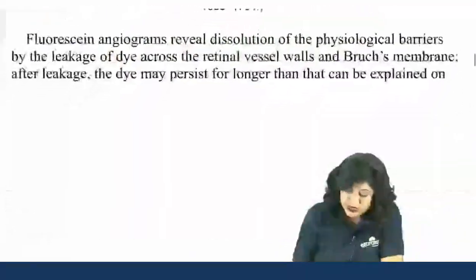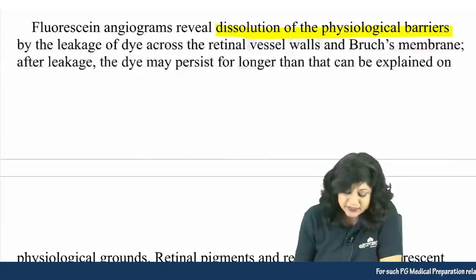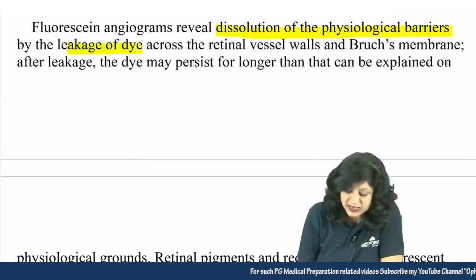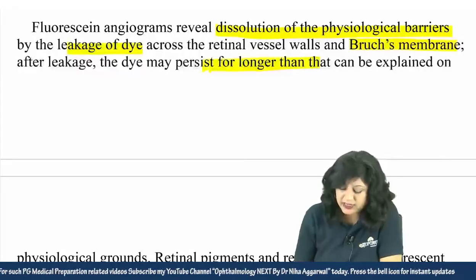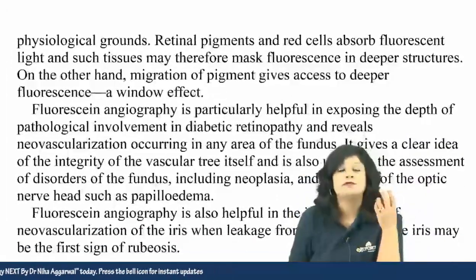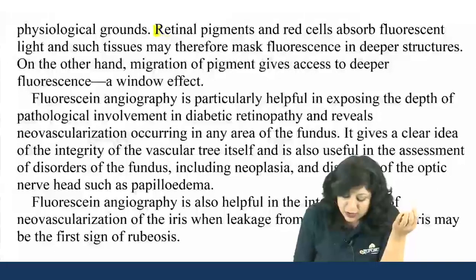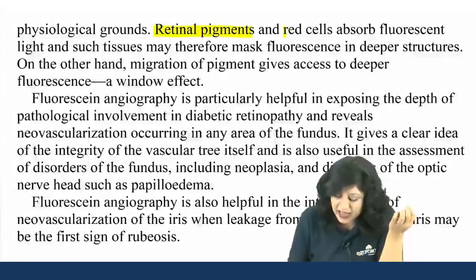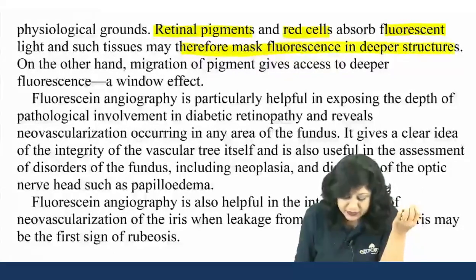Alright. So these fluorescein angiograms actually reveal the dissolution of any physiological barriers. If there is any leakage of the dye across the Bruch's membrane, or the dye is persisting for a longer time, that can be explained on these physiological grounds. Whatever problem we are having, we are able to explain it. Retinal pigments and the RBCs absorb the fluorescent light, and such tissues may therefore mask the fluorescence in the deeper structures.